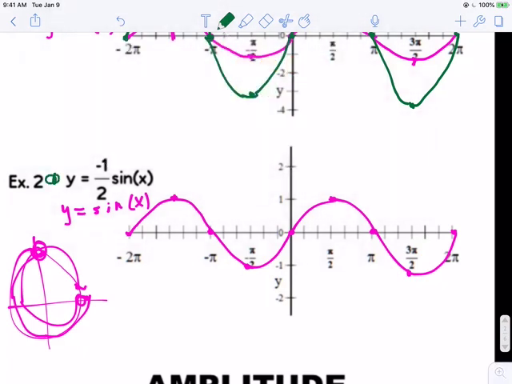Now in green, I'll do this one. I'm going to shrink it by a half, then flip it. Shrink it by a half, so it's at 1/2. Flip it, now it's at negative 1/2. You got it. Are the zeros changing? Nope, so those are fine.